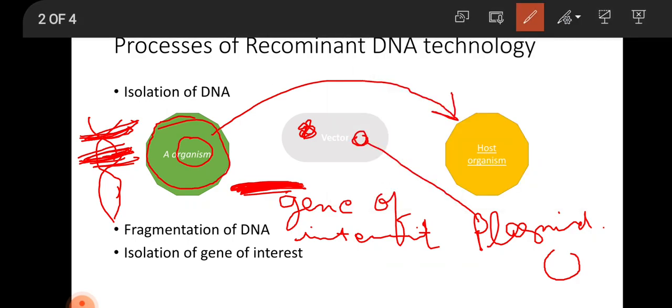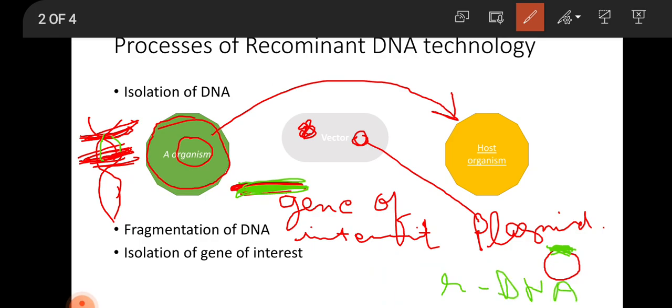Yes. So we take this gene of interest and ligation will complete, or it will be attached, with the help of DNA ligase. Suppose this was the gene of interest, this portion, and we take this gene of interest and put it into the plasmid. Now this portion is known as the recombinant DNA.